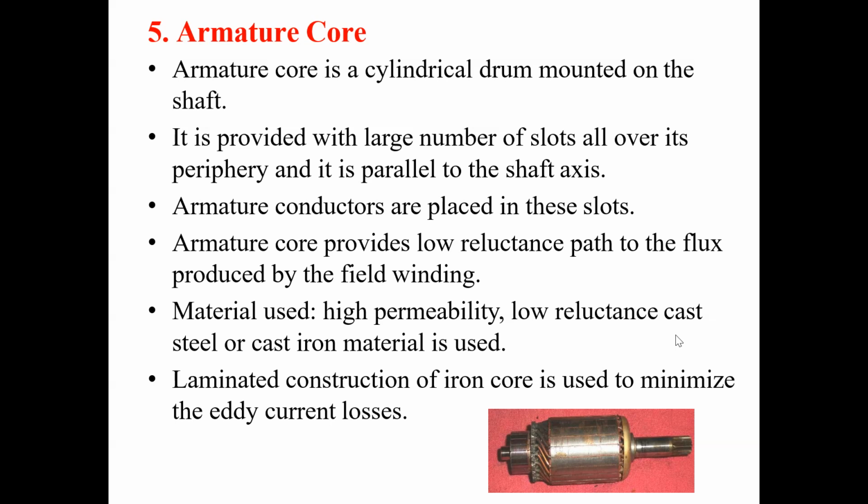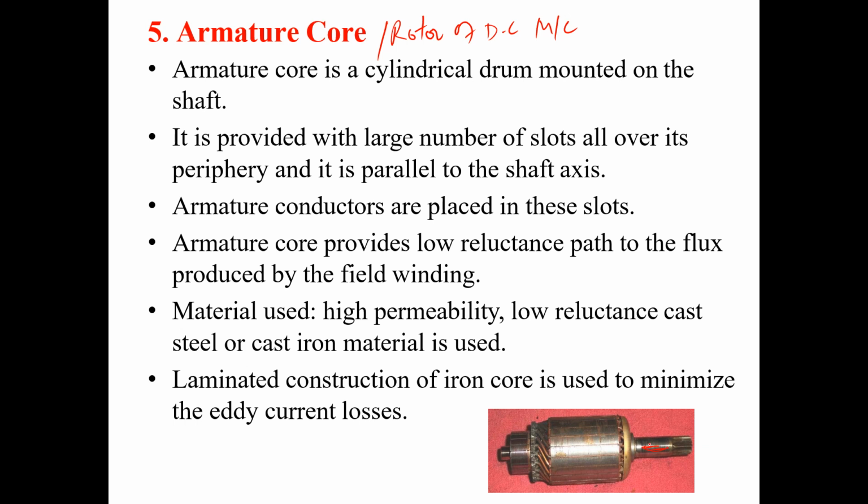Now we are done with the stationary part. Now we move to the armature core, which is the rotor of a DC machine. The armature core is a cylindrical drum type, see here, mounted on the shaft. That means it is fitted on the shaft.